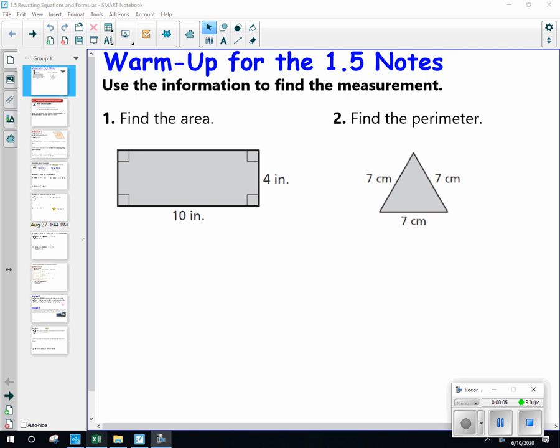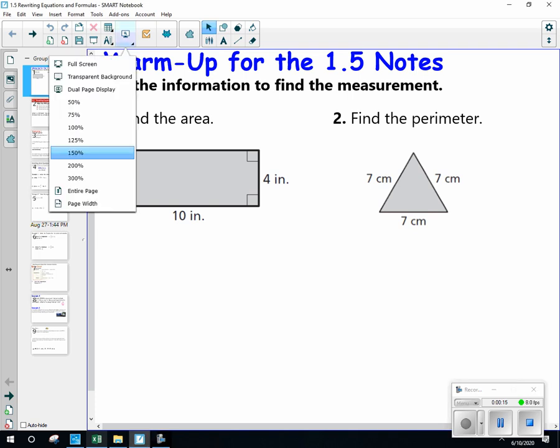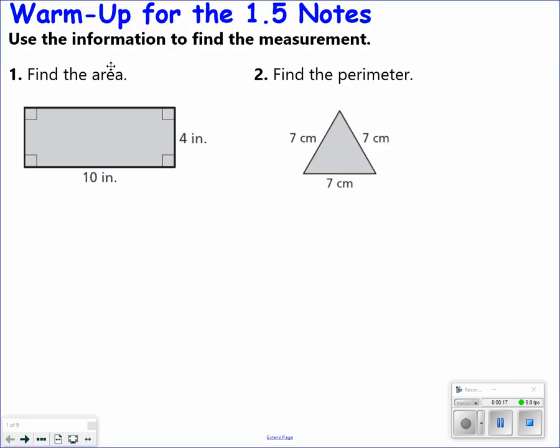Section 1.5, this will be the last section of Chapter 1, so we're cruising right along here, getting through the semester. The first thing we're going to do is a little bit of a warm-up, and it says find the area, and many of you probably in your middle school days did the area of a rectangle.